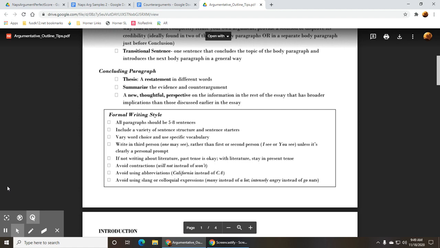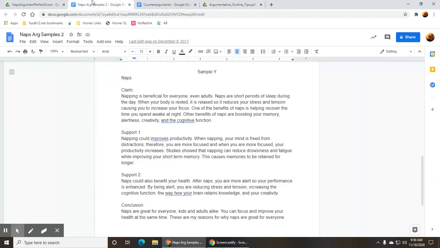All right, so let's look at some samples. These are 2 samples we're going to look at on the topic of napping and whether or not napping is beneficial or something that people should do. So we'll call this first one sample Y. The title is Naps, and they have included subheadings within their essay. Claim: napping is beneficial for everyone, even adults.